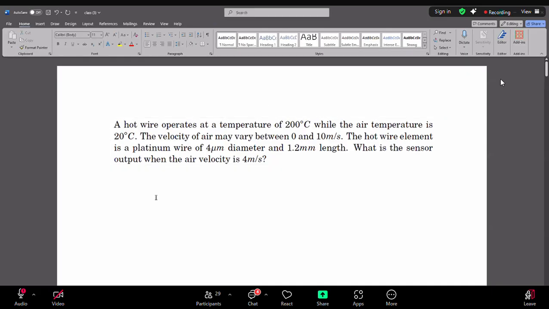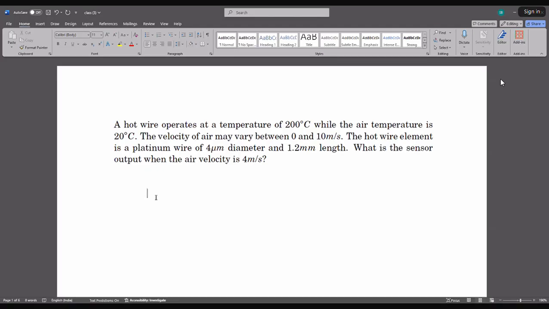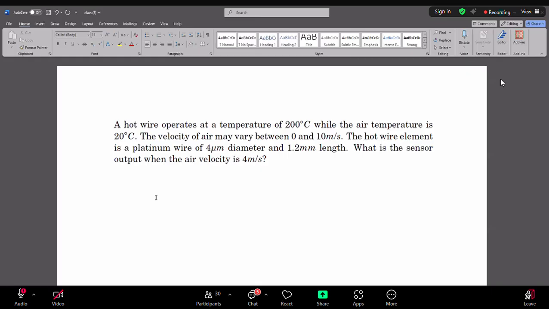Okay, so today I would solve a couple more problems on velocity measurement, and then also maybe one or two problems related to viscosity measurement. So we start with this problem on use of a hot wire for a measurement of velocity.